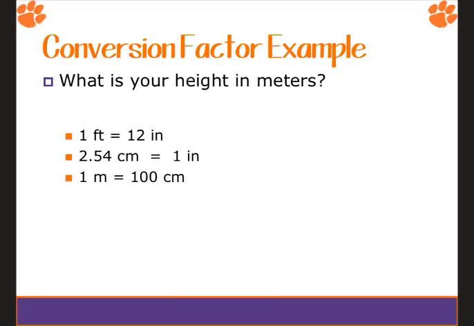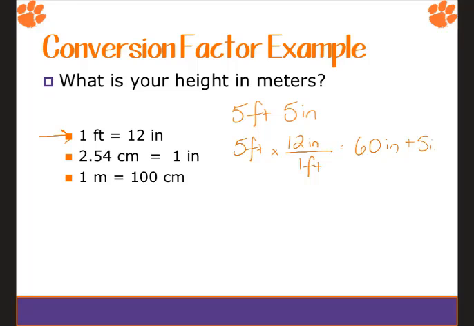So say, for example, what is your height in meters? So I, for example, am 5'5". So I first need to figure out how many inches I am total. So I'll convert 5 feet into inches by using this first conversion factor here. So I put 1 foot on the bottom, 12 inches up top. So I get 60 inches in 5 feet. I add to that the other 5 inches of my height. So I'm a total of 65 inches tall.